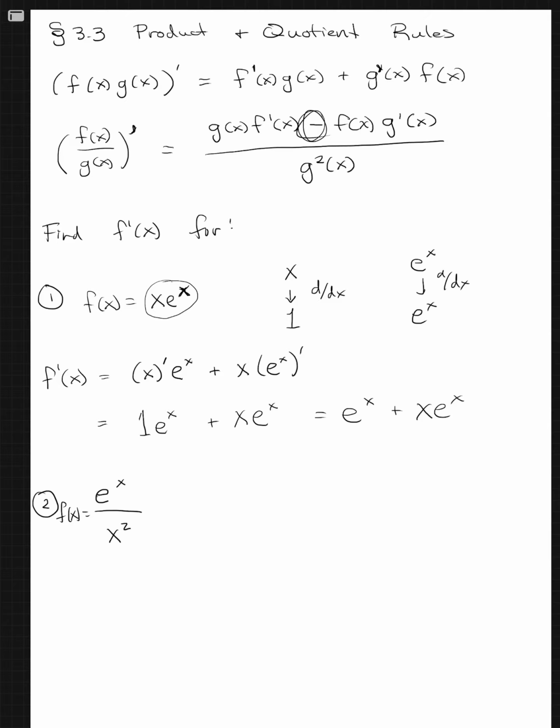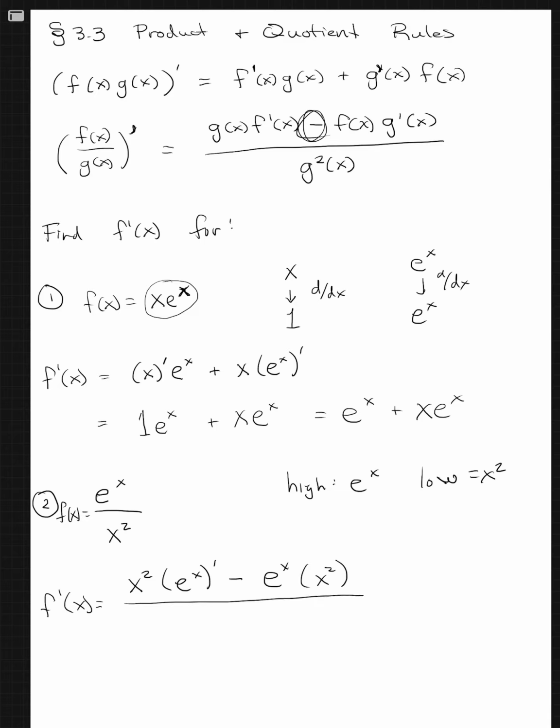Right? So this is another one again where we've got a basic power function that we know how to take the derivative of, and we've got e to the x that we know how to take the derivative of, and we have a quotient of those two pieces, right? So in this case, high is e to the x, and low is x squared, right? So the derivative of their quotient is low d high minus high d low over the square of low we go.